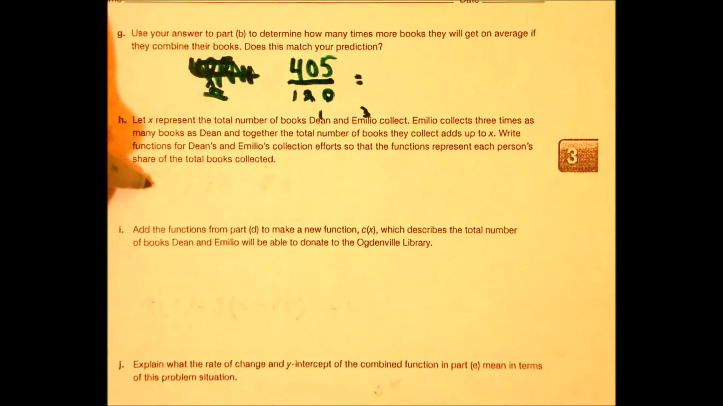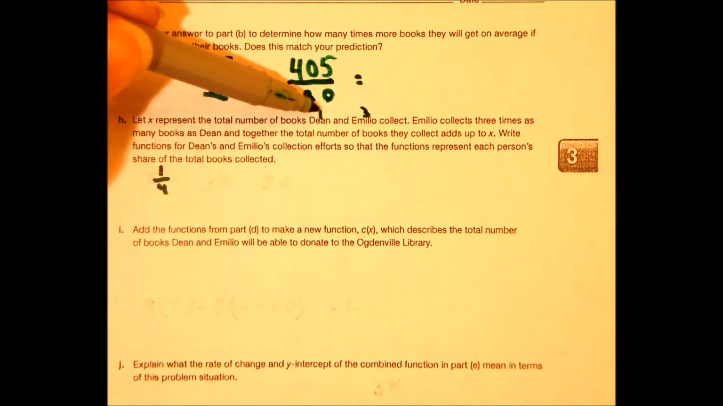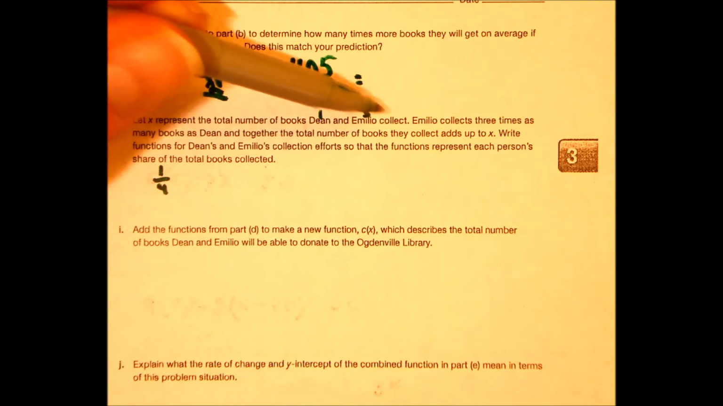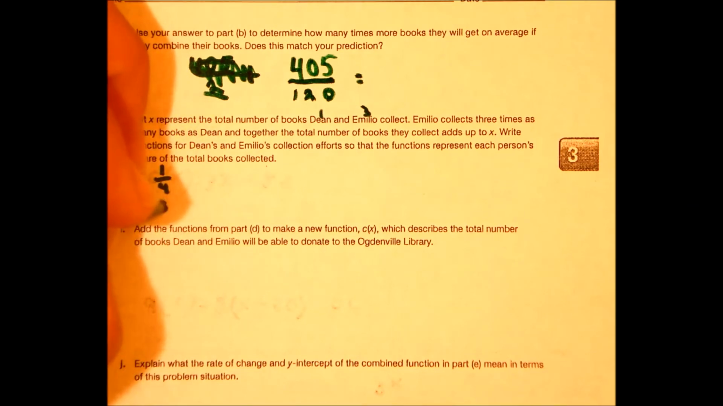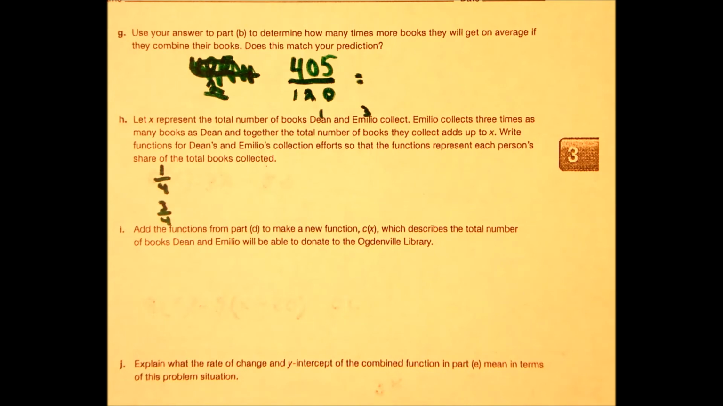So you have Dean's amount. We'll start with Dean first. Dean collects 1 out of the 4 pieces. Now notice we had 4 pieces because Dean has 1 and Emilio collects 3 times that amount. When you add those together, you end up with 4 actual pieces. Okay, so Dean collects 1/4, whereas Emilio will collect 3/4. And then you still have their original function. So now you're just adding in the comparison between Dean and Emilio.